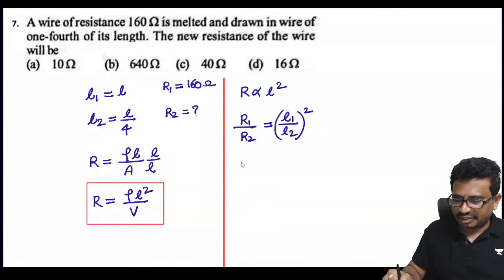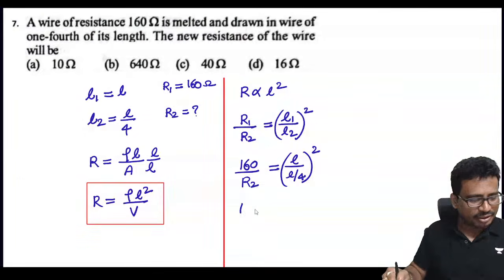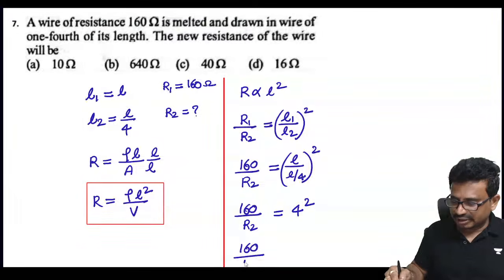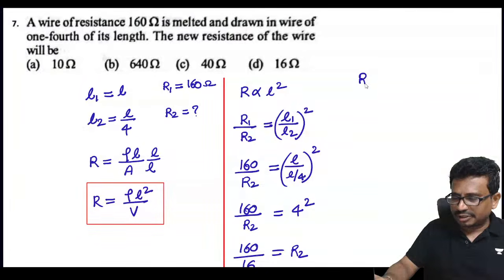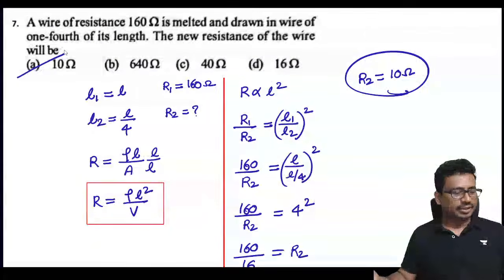So let's simplify it. 160 by R2 is equal to L by L by 4 whole square, that is 160 by R2 is equal to 4 square. So R2 is 160 by 16. Then what is this R2 value? It is 10 ohms.